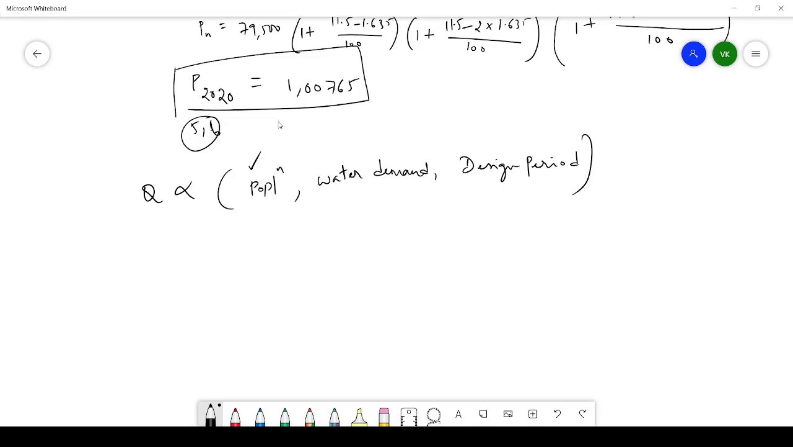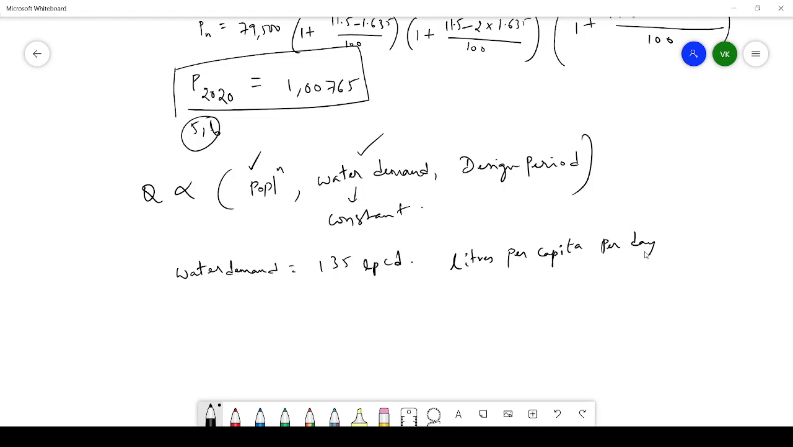We already studied population, how to find the future population. Now let's see water demand. Water demand is always constant. It is not like population, it doesn't vary. So water demand generally, for domestic purpose, the water we need to supply per person is 135 LPCD, 130 liters per capita per day. Liters per capita per day. Okay, LPCD.